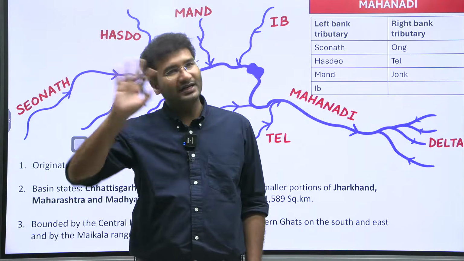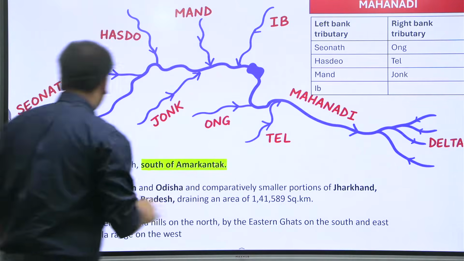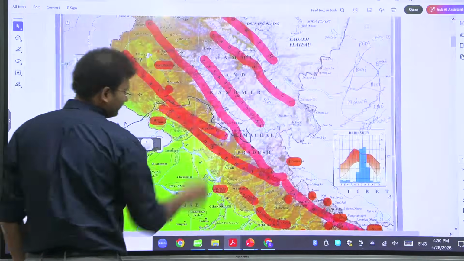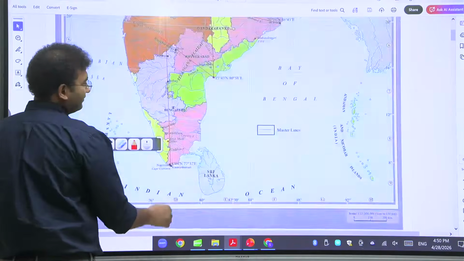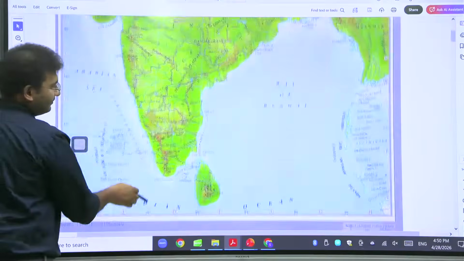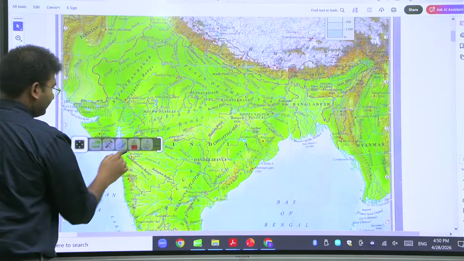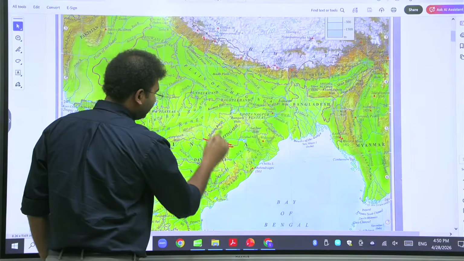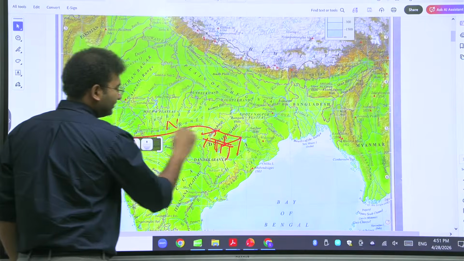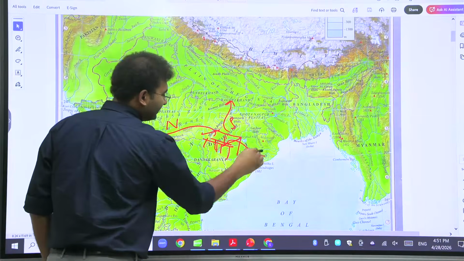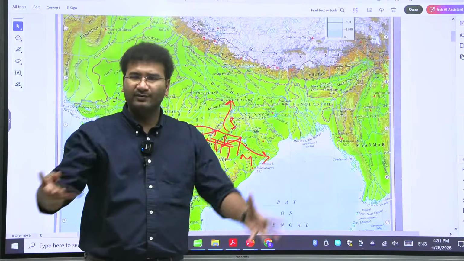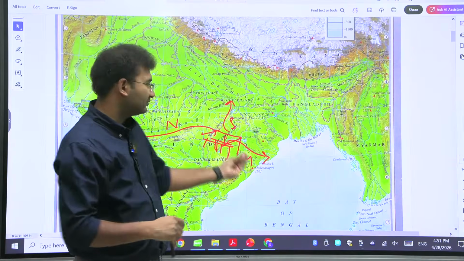Origins happen on the eastern side of Amarkantak Plateau. See, if this is Amarkantak Plateau, on one side this is Narmada, in the north Son River, and in the east Mahanadi. Don't think that it is formed exactly on the plateau, but in and around the plateau. The water basin mostly comes from this side.